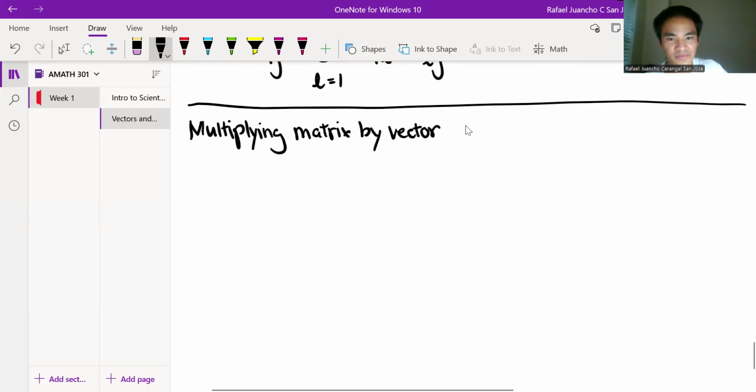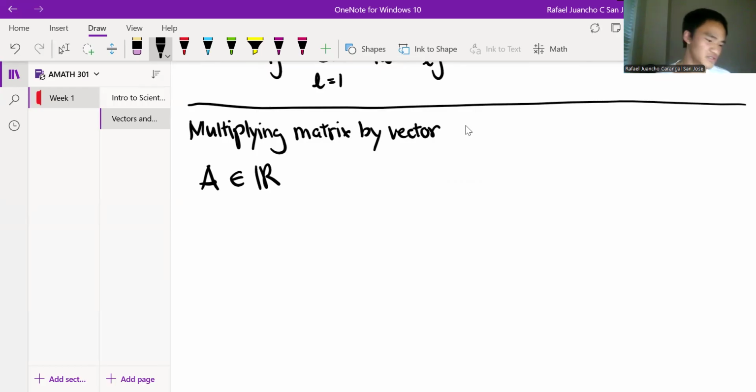Well, let's say we have a matrix A, right? First, let's characterize. What are the characteristics of A? What are the dimensions? So let's say A is a matrix with n by m dimensions. X is a vector which has m rows.